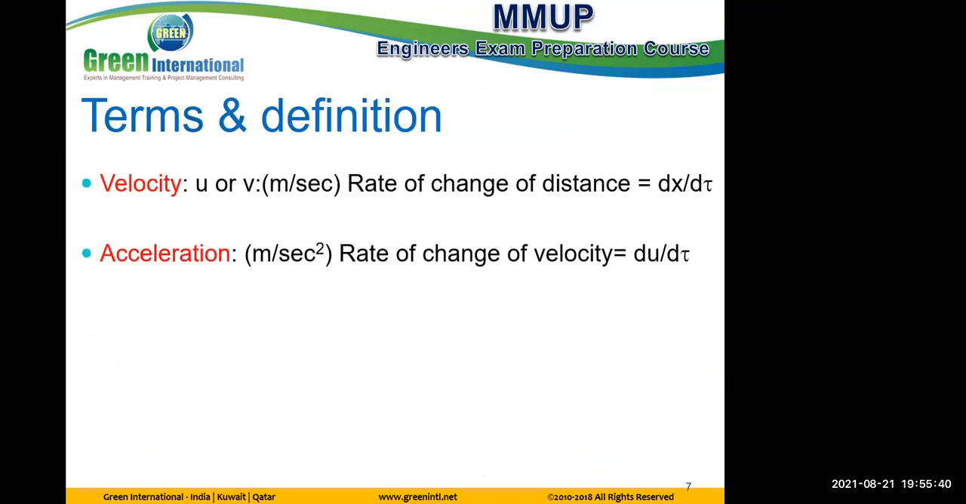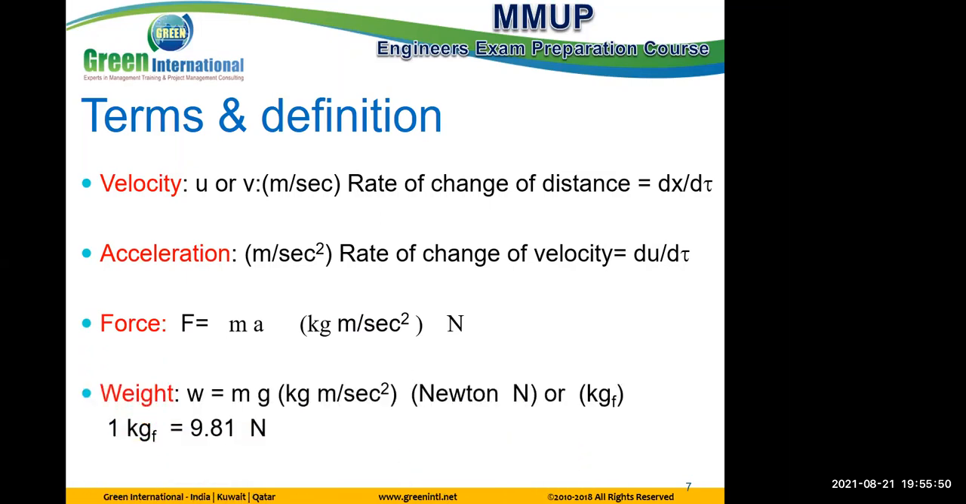Velocity is the rate of change of distance. Acceleration is the rate of change of velocity. Force is mass multiplied by acceleration. Weight is mass multiplied by gravitational acceleration. So weight by default is a type of force, but its acceleration is a special acceleration, the gravitational acceleration. Also, the weight is all the time downward.